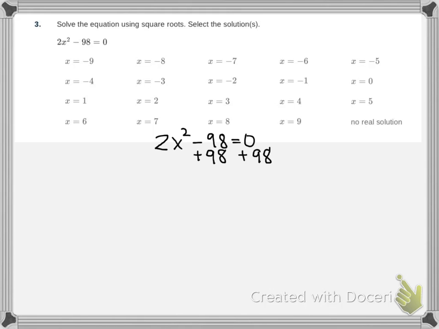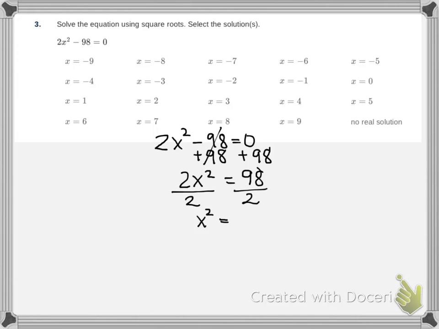You have to do the opposite when you're going across that equal sign. So those will cancel. 2x squared is equal to 98. Some people get tempted here to square root, but do you see there's still a 2? You can't square root until the x squared is completely alone. So how do you get rid of that 2? Yep, you divide. So let's divide.